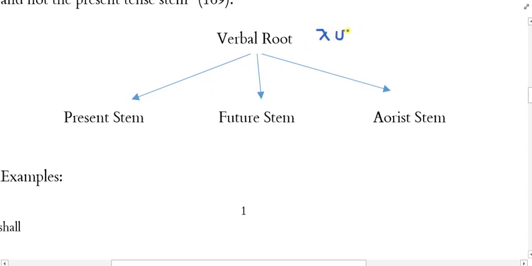The verbal root we learned was lu. Yes? Okay. What is the present active indicative of luo? Well, it's luo. Okay. What's the future active indicative of luo? It's luso. Good. And what's the aorist active indicative of luo?